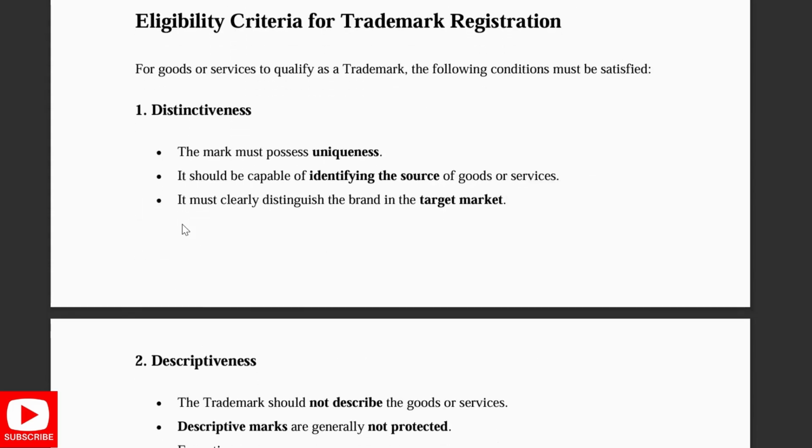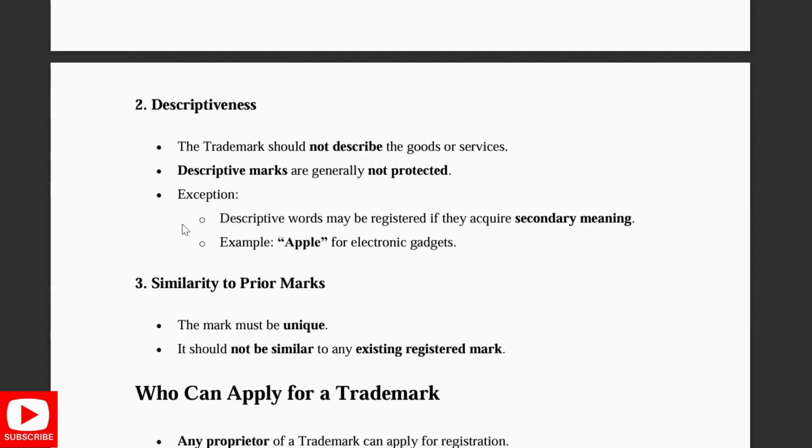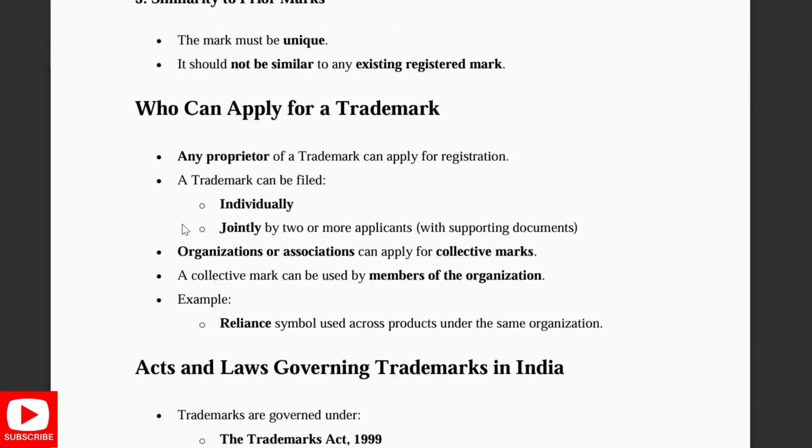Eligibility criteria for a trademark registration. Firstly, there should be uniqueness and it should be capable of identifying the source of goods or services. It must clearly distinguish the brand in the target market. Then it should not describe the goods or services. Generally, descriptive marks are not protected, but these words may be registered if they acquire a secondary meaning, for example, Apple for electronic gadgets. Similarity to prior mark: the mark must be unique and it should not be similar to any existing registered mark.